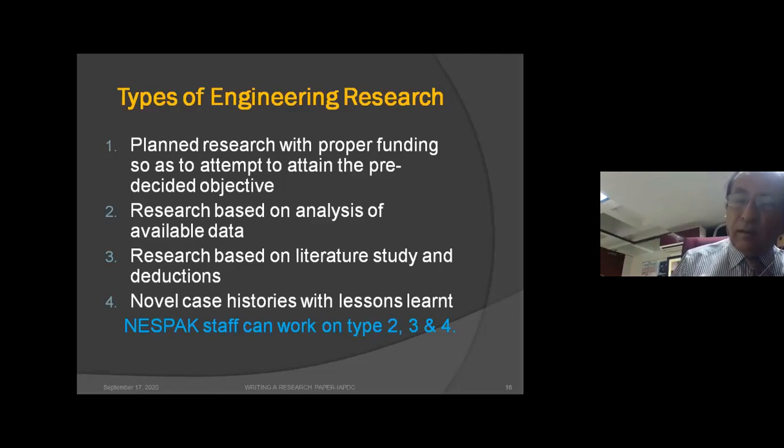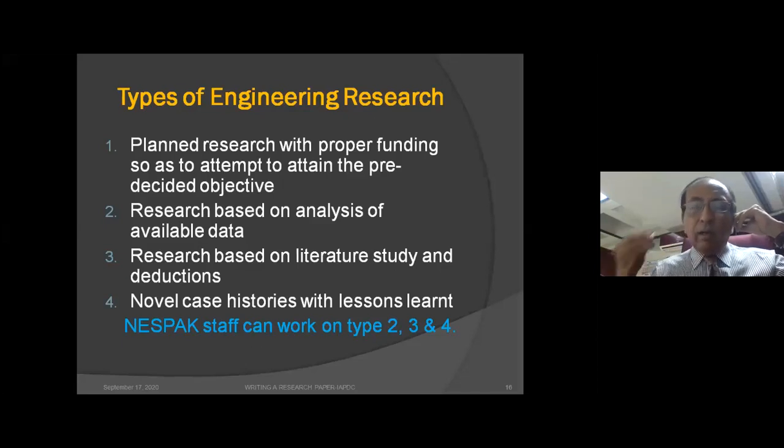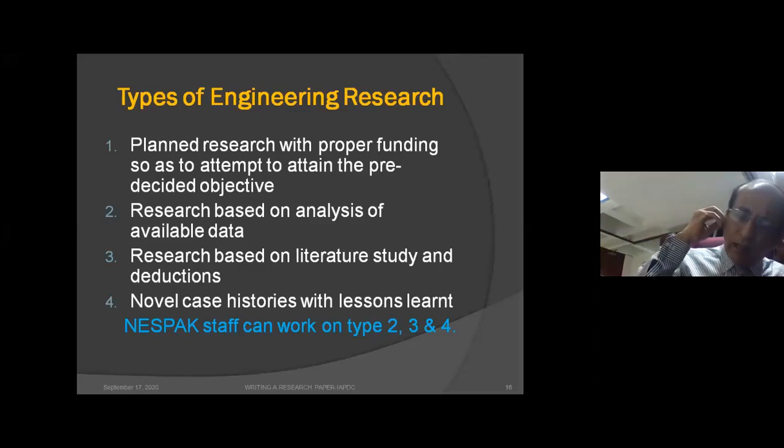Sometimes we learn by virtue of our projects that some failures are there, and how to avoid those failures. I have written so many papers on novel case histories, even in the most prestigious journals like the American Society of Civil Engineers and Geotechnique and others. We can find novel case histories very easily. Case histories, described in the form of research or technical papers, add to the statistics in the engineering profession.